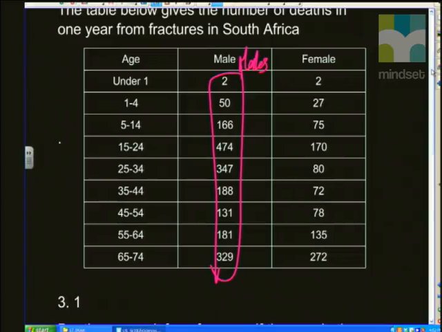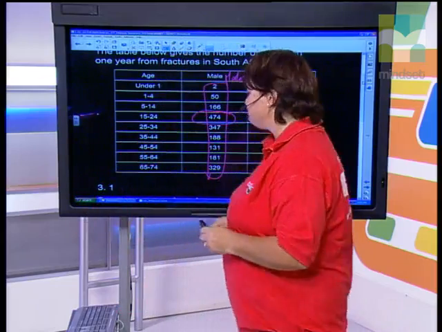Another general comment that you could have is that there's lots that you could do. That ladies that are much older tend to break their bones more, right? Or you could say that boys, when they are teenagers and young, they tend to break their bones more. Right, so it says, look at the graph, tell you what kind of pattern can you see.